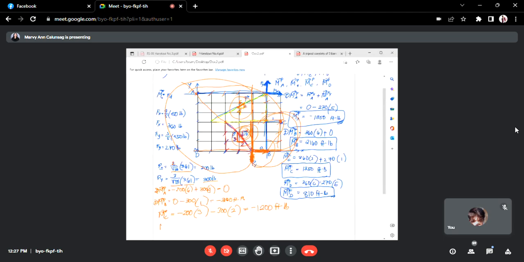Next is the moment of P about D. PX passes through D, so therefore 0. Your PY, that is clockwise, so plus 300 times the moment arm, 1, 2, 3, 4, times 4. So that is positive 1,200. Okay?